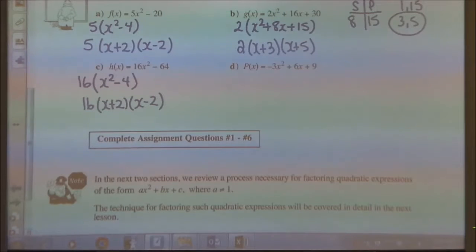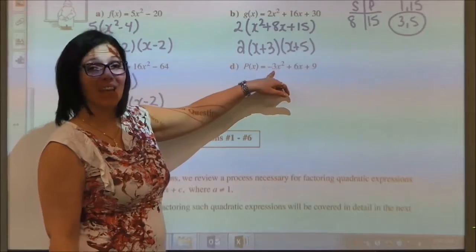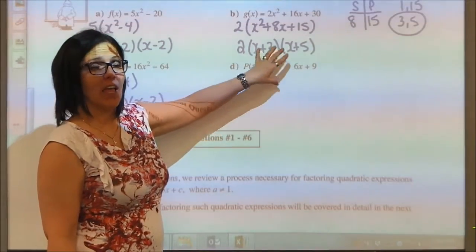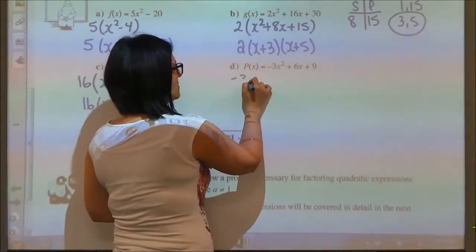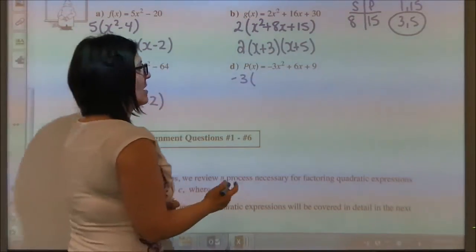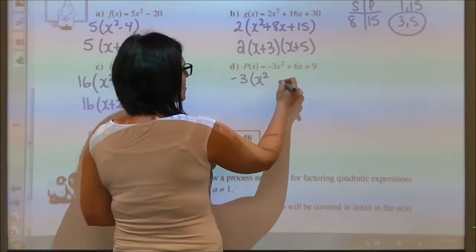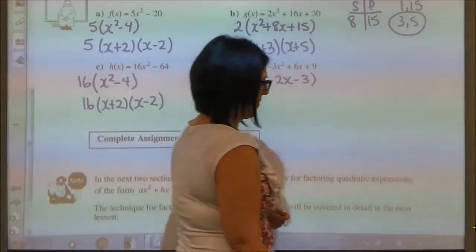If I look at D, I have negative 3x squared plus 6x plus 9. I look at the numbers 3, 6, and 9, and I think, yeah, I can divide everything by 3. There is a negative out in front of the x squared. If my x squared is negative, factor that negative out. So factor out a negative 3 rather than a positive 3. That gives me a positive x squared, a negative 2x, and a negative 3.